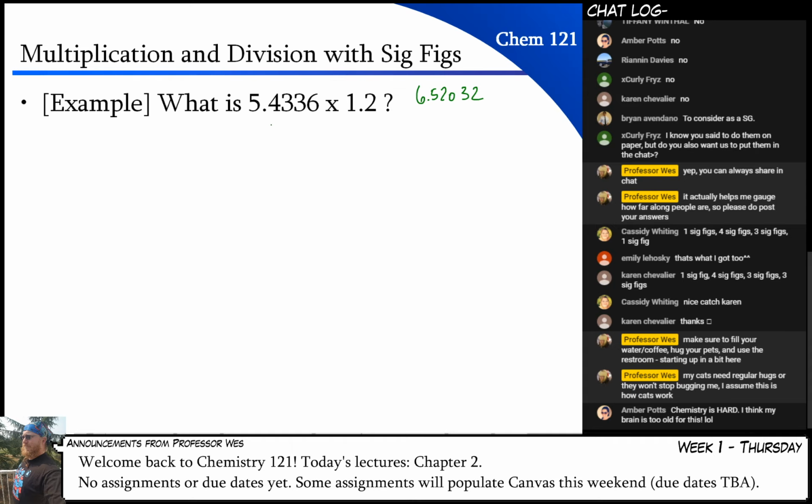And now we need to consider sig figs. How many sig figs should my answer have? Well, this number has 5. This number has 2, which is smaller, 5 or 2. Our answer should have that many sig figs. And so I report it as such.